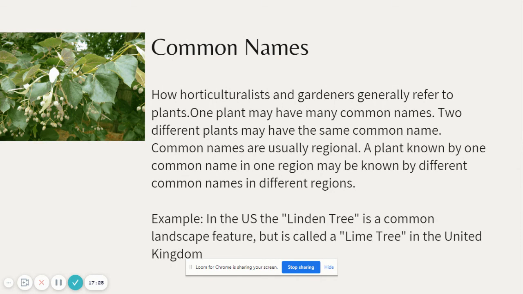Now, if you were to go over to Great Britain and you know that they call it a lime tree commonly, then you might be able to ask for that. But that gets back into why it's important to know the scientific name. At least the genus will put you in the right category.